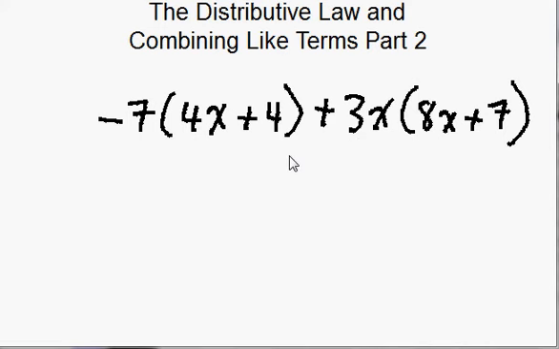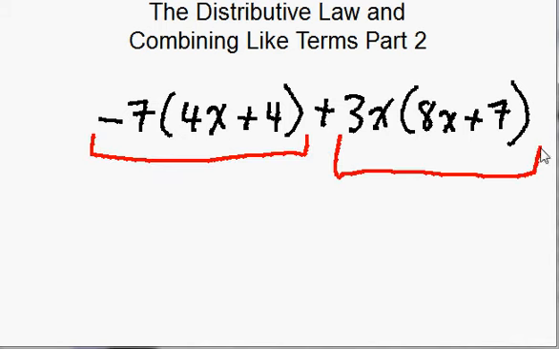Okay, so if I want to simplify this, what's the first thing I need to do, Bonnie? You need to get rid of the parentheses using the distributive law. Wow, you learned quickly, Bonnie. Very good. Get rid of the parentheses by using the distributive law. So I got to distribute that, and then I got to distribute that. So let's see, over here I've got negative 7 times 4 is negative 28, so I got negative 28x.